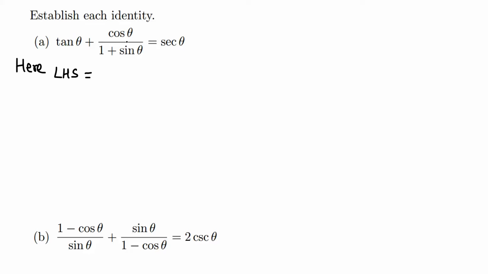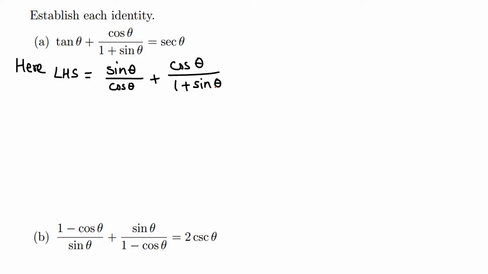Let's change tangent into sine and cosine, and we know that tangent is sine over cosine. This is sine theta over cosine theta plus cosine theta over 1 plus sine theta. Now we need to combine these two fractions, so we need a common denominator.